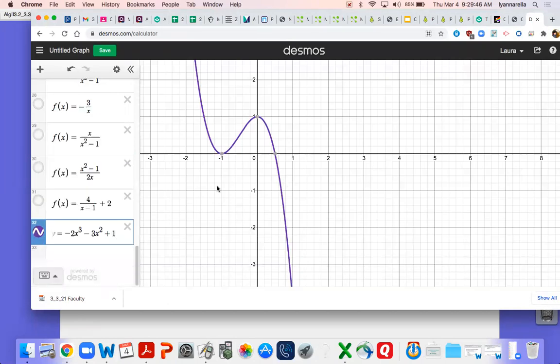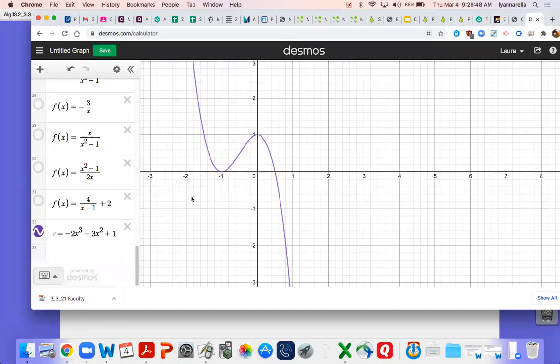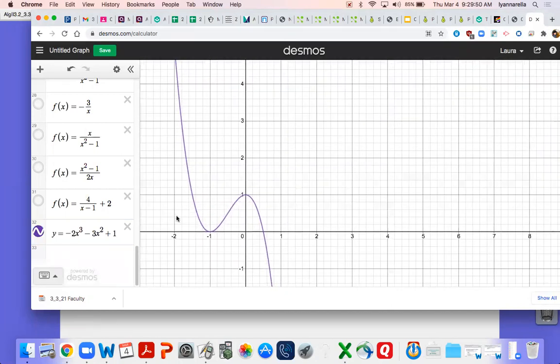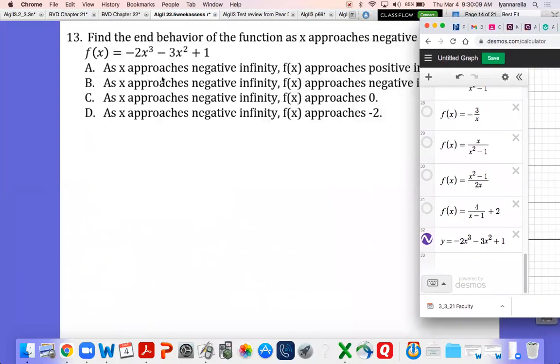So this is a great question because it's really a vocab question. It's not hard at all. You just have to look at your graph and say, hey, where is the graph going on the left and on the right? So on the left, it's going to positive infinity. You just look where the arrow points. It points up to positive infinity. And on the right, it points down to negative infinity. So now you've got to figure out which one of these matches that wording.